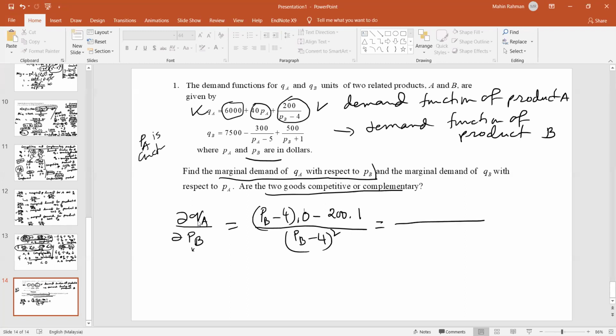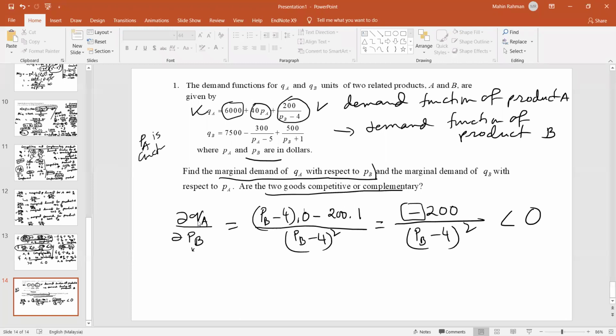So now, here it will be 0 because this one times 0 is 0. So minus 200 divided by PB minus 4 whole square. So that means this value is less than 0. Why? Because this one has a negative sign.